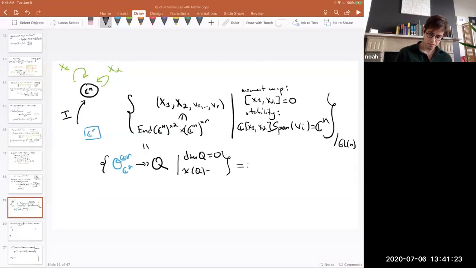And so this has a name. It's called the Quot scheme. It parametrizes zero dimensional length N quotients of R copies of the structure sheaf. There are Quot schemes parametrizing quotients of other sheaves, but we'll just look at rank R copies of the structure sheaf here. So yeah, this is a Quot scheme.